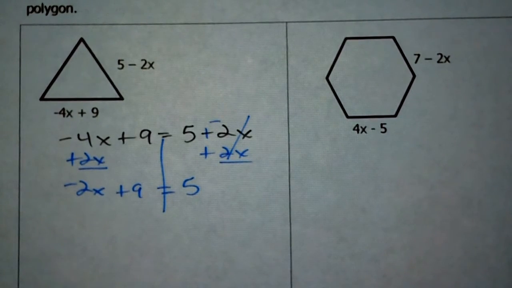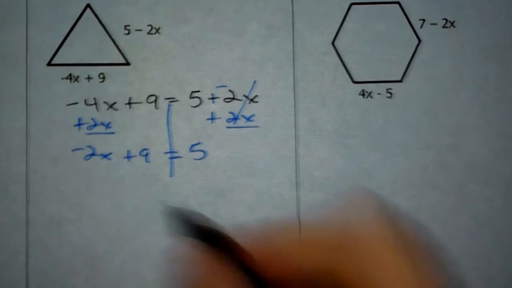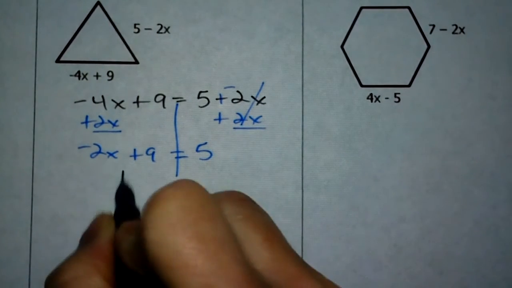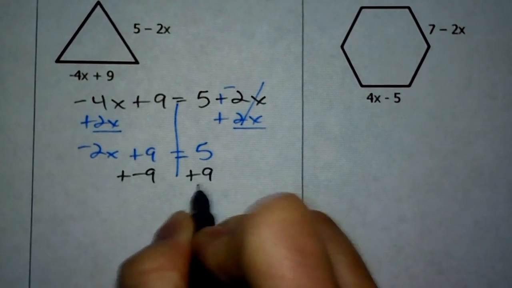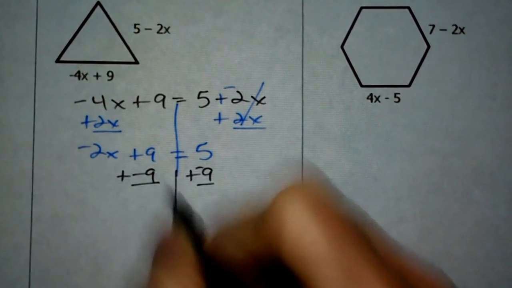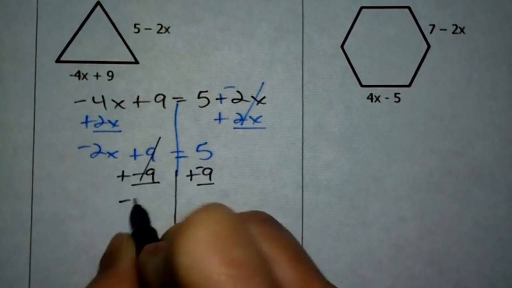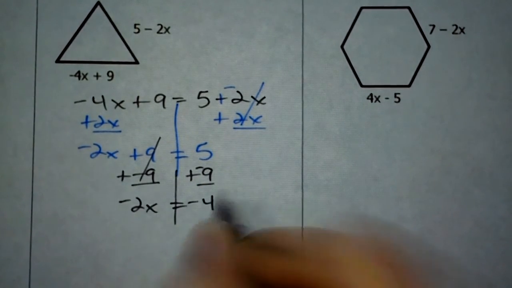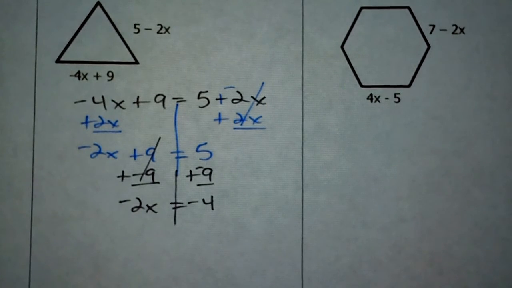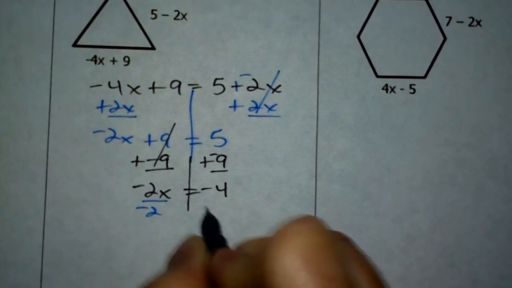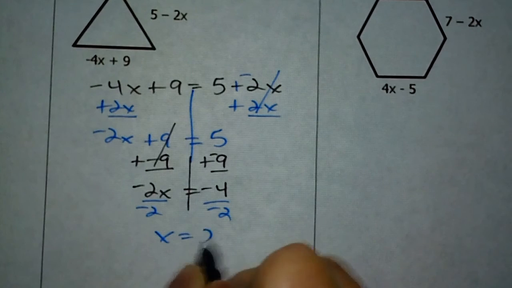Now I'm at the 2-step spot. So to solve this 2-step, I need to get rid of this 9. So I'm going to add a negative 9 to each side. Those are gone. Now I'm left with negative 2x equals negative 4. Now I have a 1-step. Divide by negative 2, and I get x equals 2.